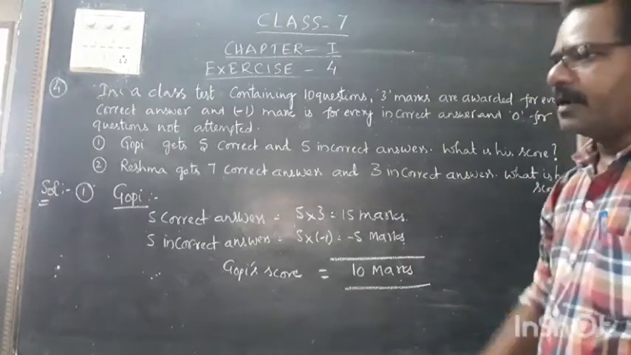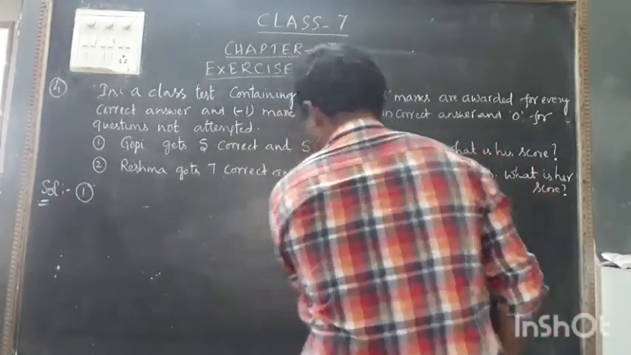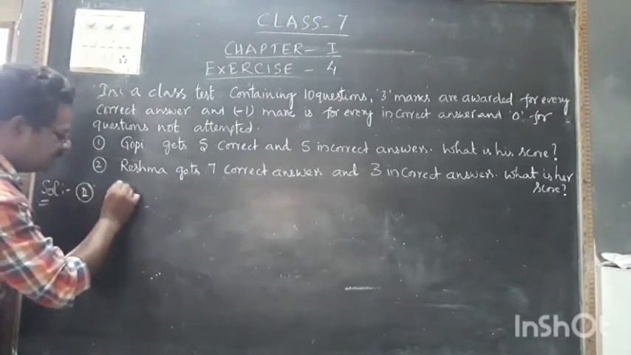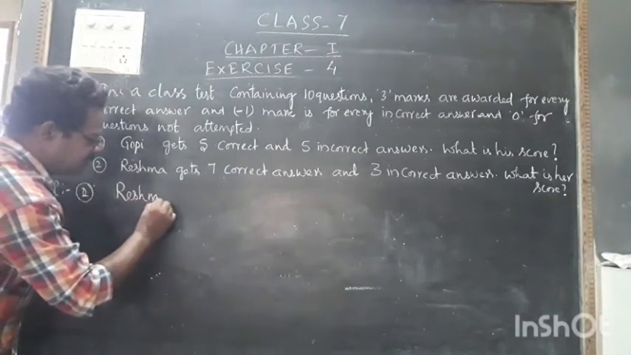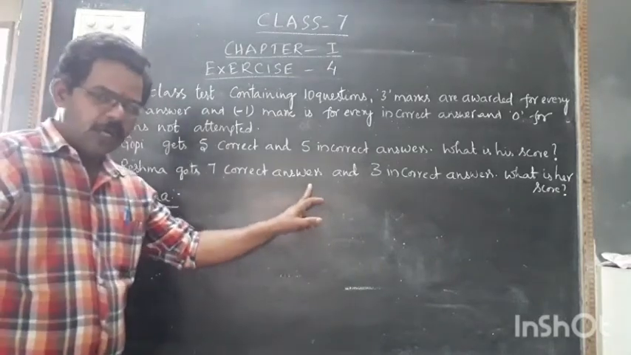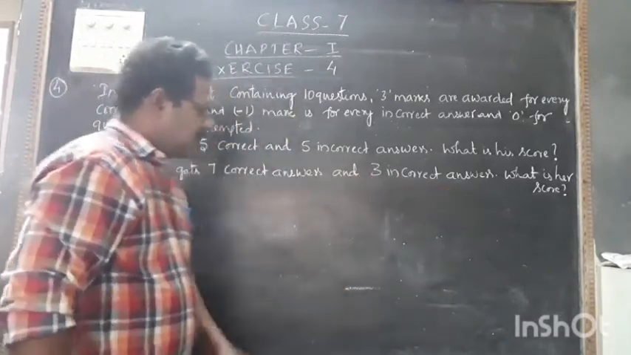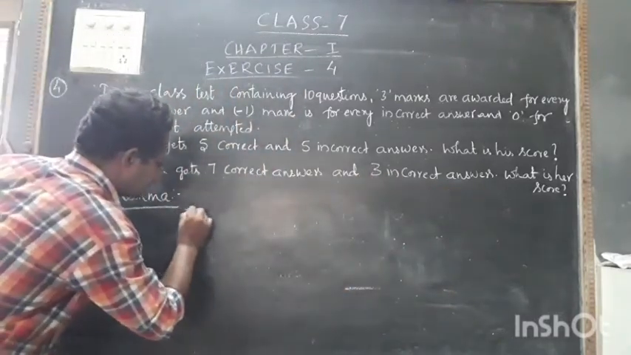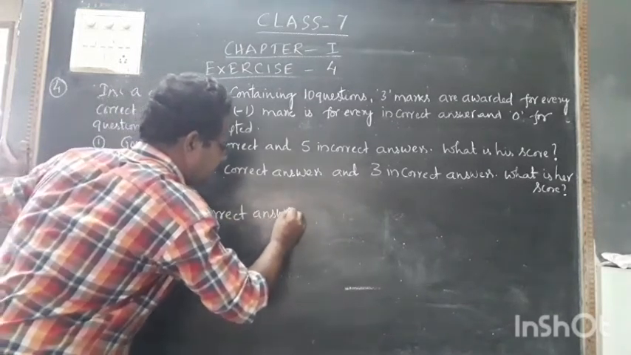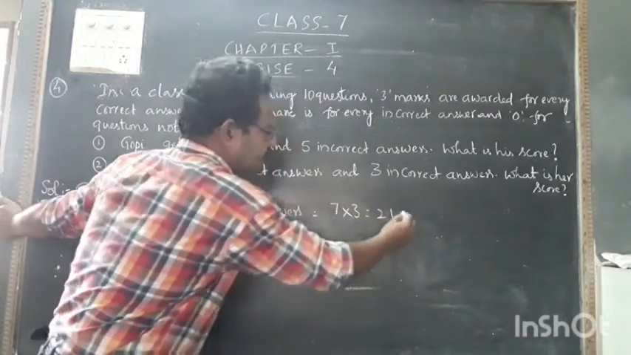10 marks is Gopi's score. Okay. Now we shall go for Rashma's score, the second question. So Rashma, what she got and how many marks she got? Second question, this is Rashma. Rashma gets 7 correct answers and 3 incorrect answers. So 7 correct answers, each correct answer we know is 3 marks. So totally 21 marks.